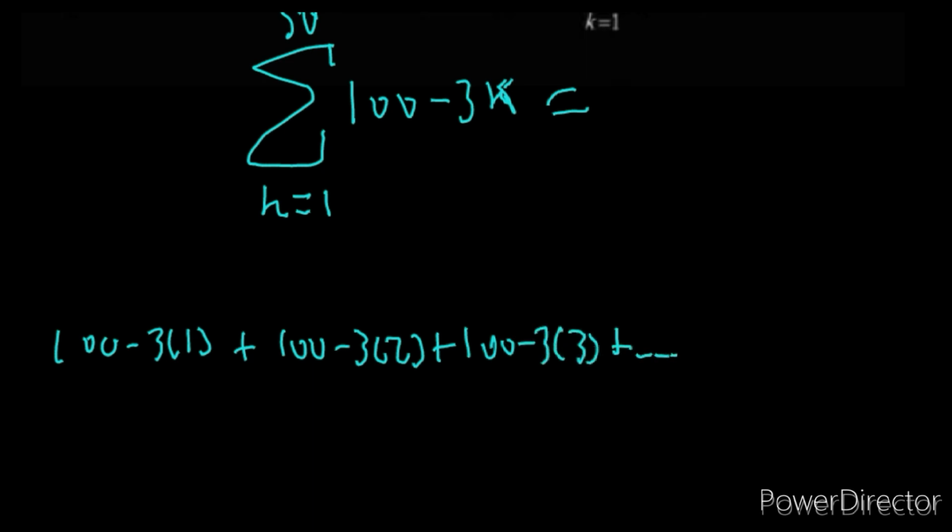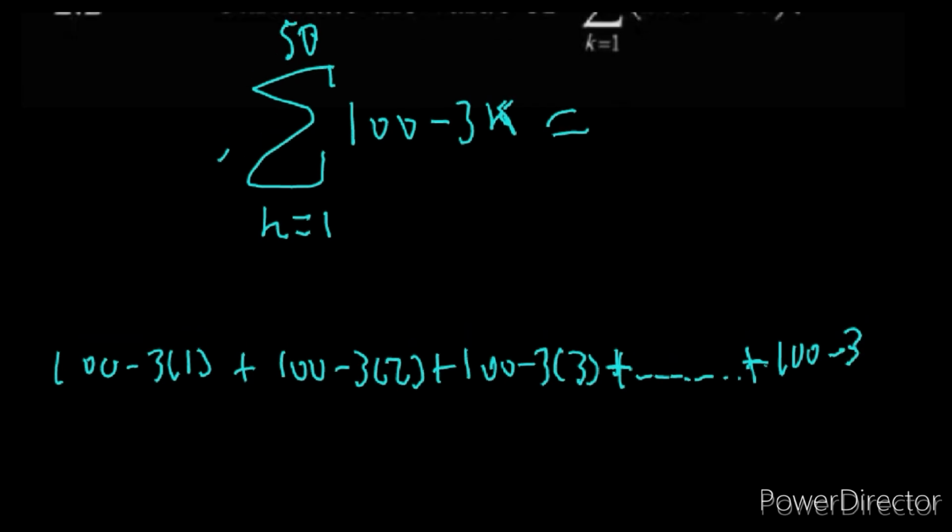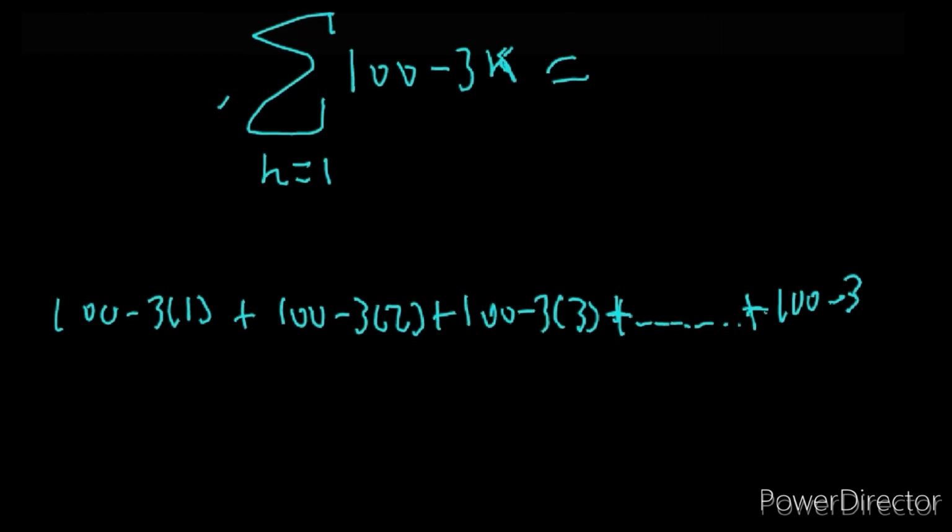So this continues, but we're not going to do everything. We just need only the first 3 terms. We'll also do the last term. So we're going to have 100 minus 3, but in place of k we put the last substitution, which is 50.